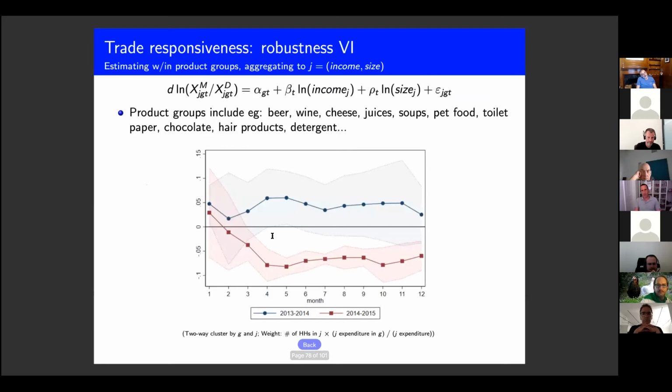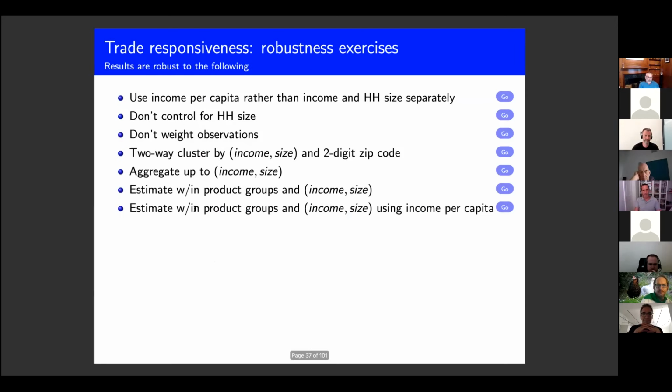So here it is. This is only looking at the import share difference changes within a product group. And we have about 80 product groups, things like beer, wine, cheese. This is within cheese, substitution between Swiss cheese and French cheese, for example. So this holds, and again, 14-13 is not significant. And using income per capita is also similar. So that's the first fact, that the responsiveness of imports versus domestic really varies with income.